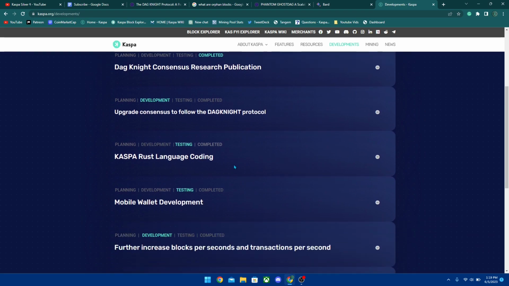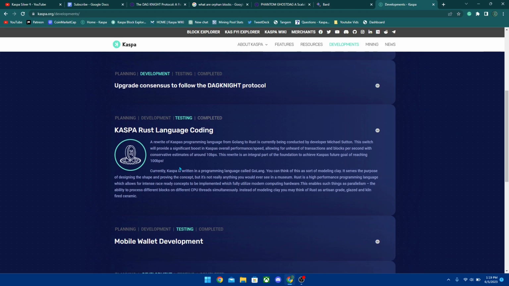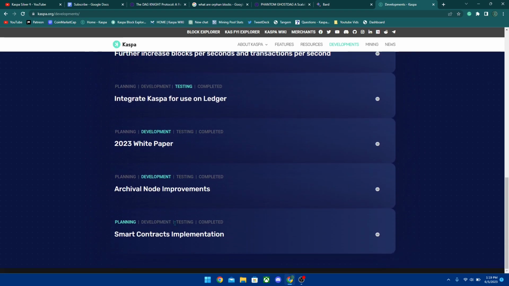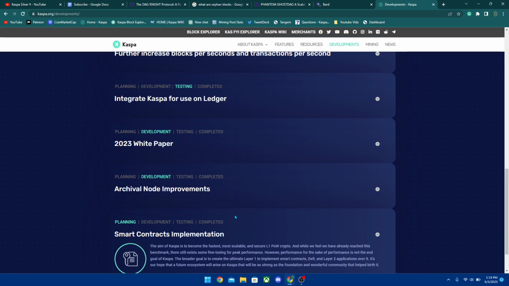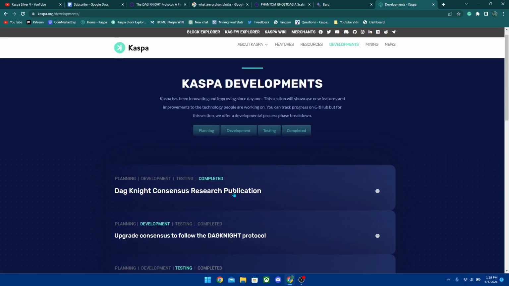And then basically what we're trying to work on right now is changing the coding that Kaspa is running on, which is the Golang coding, to then change to Rust. Rust will allow us to eventually achieve 100 blocks per second in the very near future. Could probably take even longer than that. And then ultimately, you could see here that smart contracts are going to be put in the work, and it's a plan for Kaspa to have that.